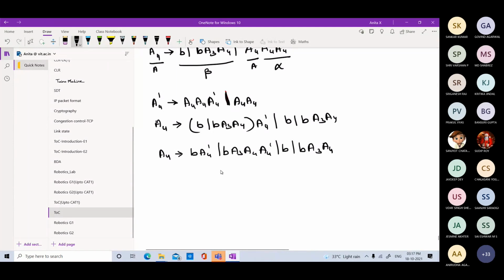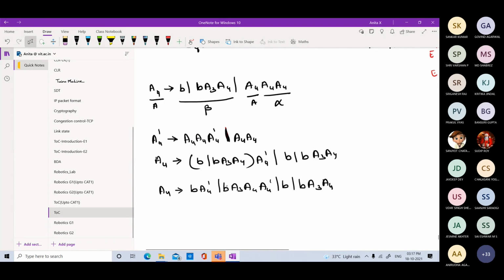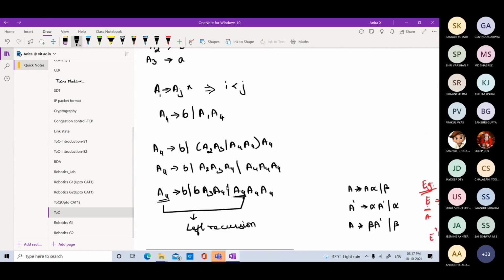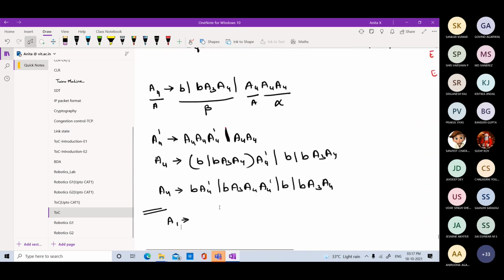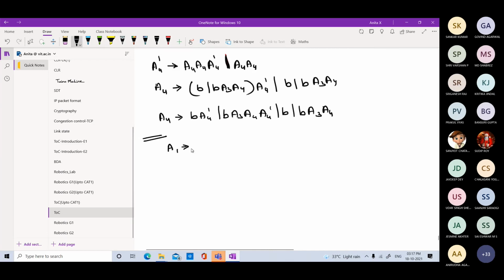Okay. So here we have completed till this point, right? So now we can rewrite the rest of the thing. I'm just going to rewrite all the productions we have discussed at this point. That's it. So A1 derives A2, A3, or A4, A4.